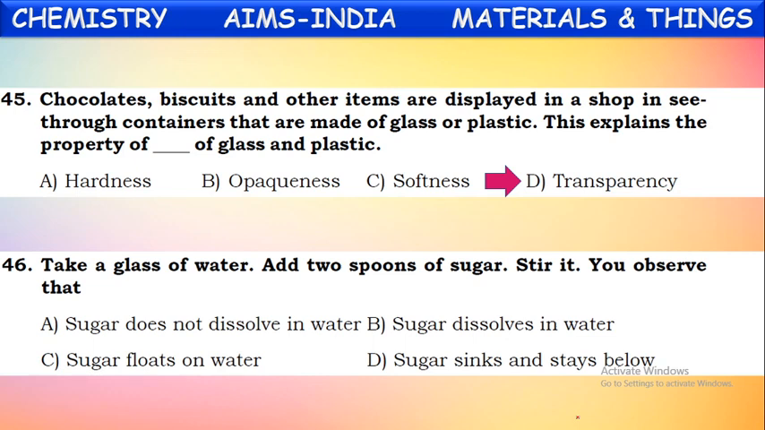Yes. While discussing the properties like solubility and insolubility, we discussed sugar also. Sugar is soluble in water. When you add sugar into water and stir it, sugar slowly dissolves into water and disappears too. Why? Because sugar dissolves into water. Now what will be the correct answer? Sugar dissolves in water. Okay.